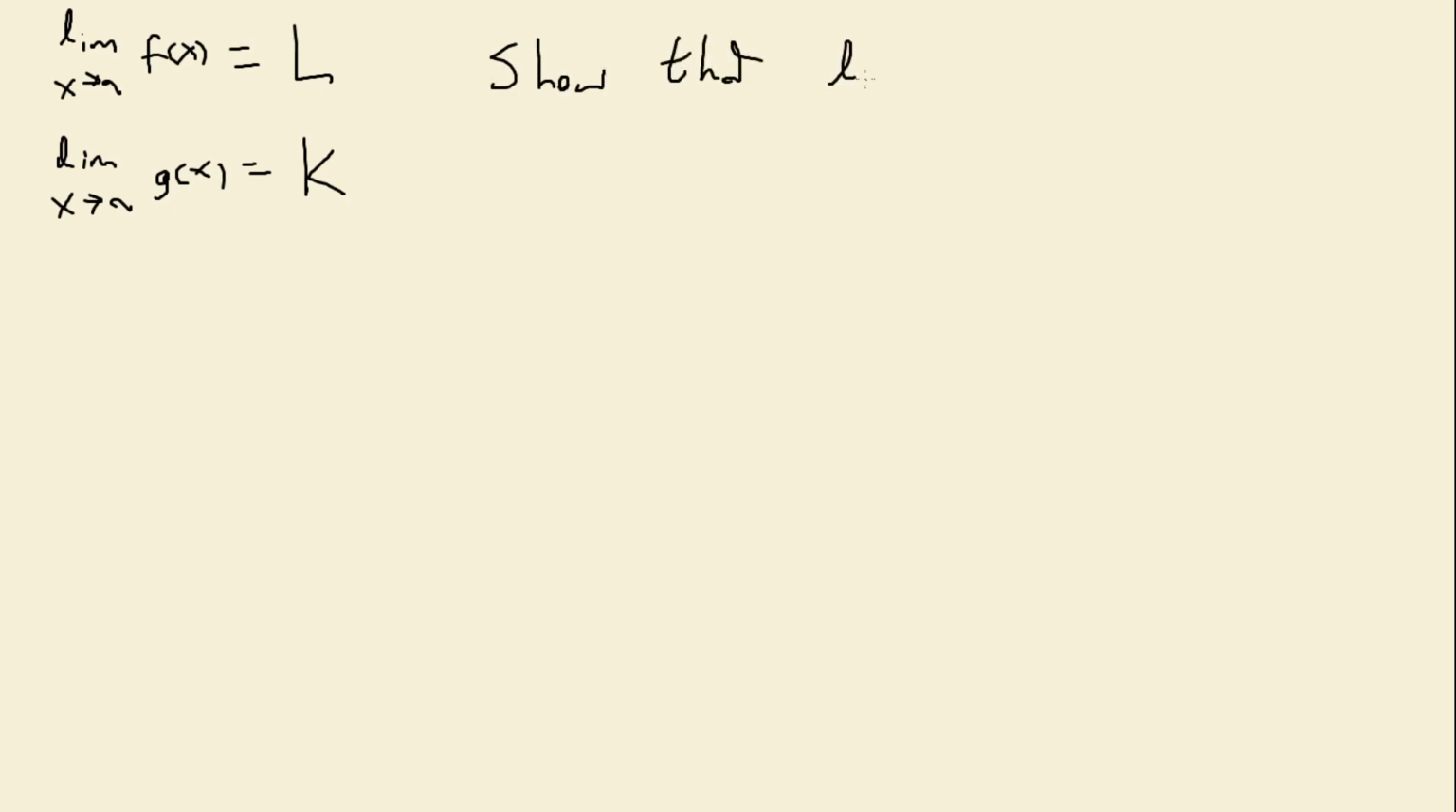Provided that the limit as x approaches a of f of x is equal to L, we know this is assumed, and the limit as x approaches a of g of x is equal to k, this is also assumed. We want to show that the limit as x approaches a of f of x plus g of x is equal to the limit as x approaches a of f of x plus the limit as x approaches a of g of x, which is just L plus k.